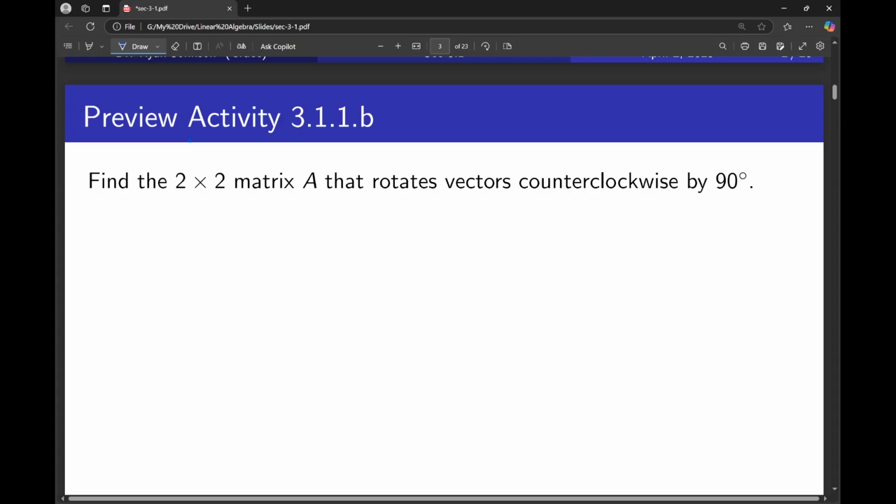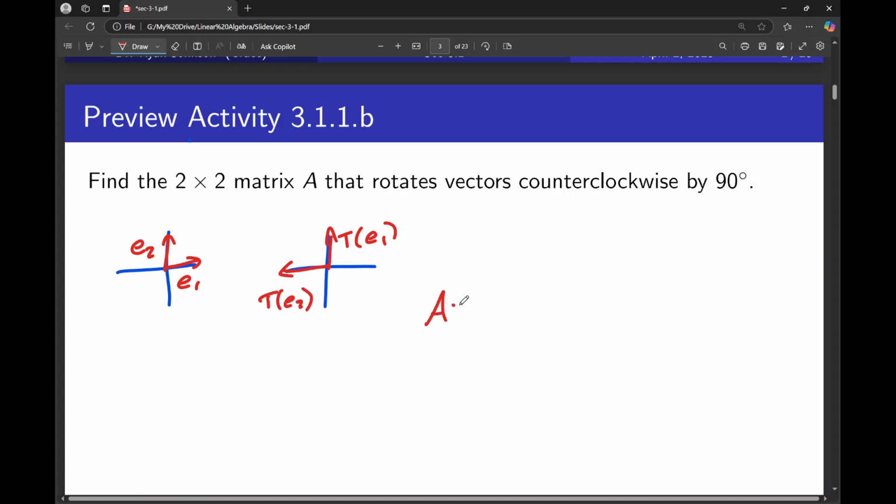Now, find the 2 by 2 matrix A that rotates vectors counterclockwise by 90 degrees. So here I'm going to draw the domain and codomain for drawing the vectors. I'll draw E1 there, E2 there. The columns of the matrix are where it sends E1 and E2. So in this case, counterclockwise, T of E1 will be there, T of E2 will be there.